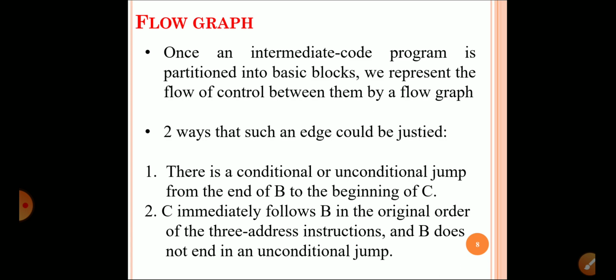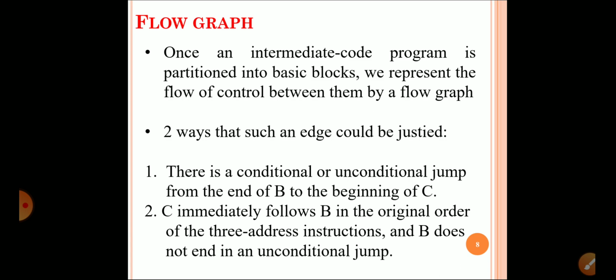basic blocks. Okay, so how do we construct a flow graph? What is a flow graph? It is nothing but a representation of the flow of information from one block to another block, in general words. Once an intermediate program is partitioned into basic blocks, we represent the flow of control between them by a flow graph. Okay, there are two ways to justify this statement.